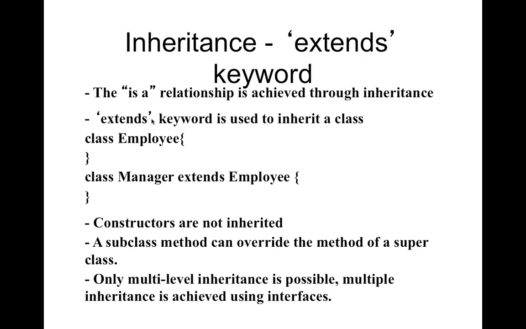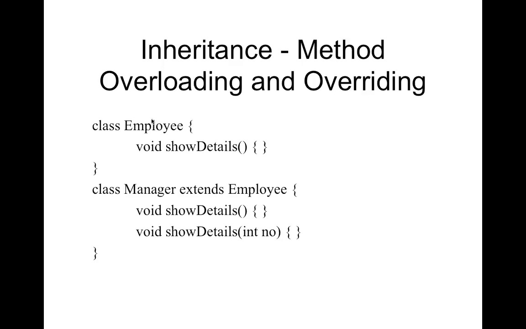Only multi-level inheritance is possible. Multiple inheritance is achieved using interfaces. I'm just reinforcing again and again, so you should not forget all these basics. Fine. Inheritance, method overriding, overloading and overriding. Okay. So class Employee has void showDetails, and class Manager extends Employee. So void showDetails has two different forms within Manager.